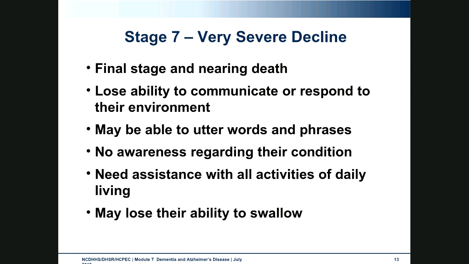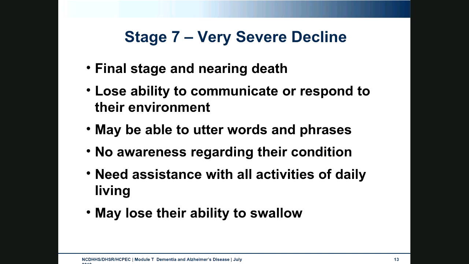They've eaten. You've made sure they have a clean brief. They are not uncomfortable. The nurse has administered some sort of mild pain medication to make sure that they aren't stiff or sore, and they're still just groaning loudly because they can't do anything else, and they don't know that they're doing it sometimes. They may be able to utter a few words or phrases, but don't really make full sentences. And if you know them very well, you may be able to interpret what they're saying, but the average person would not. They have no awareness regarding their condition at this point.